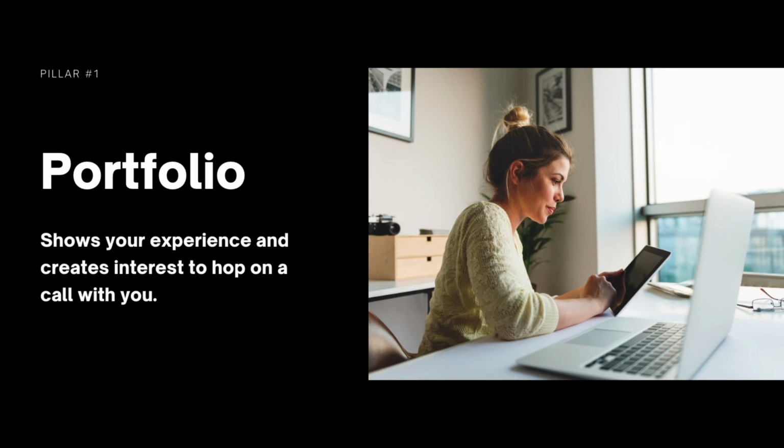As you may know, the portfolio is essentially going to enable them to see the experience which you have, and it's going to create interest for them to hop on a call with you. And the portfolio is going to be an essential part in your outreach, since it's going to determine the type of clients that are going to hop on a call with you and your conversion rate. So it's extremely important to align your portfolio with the type of outreach that you're gonna do.